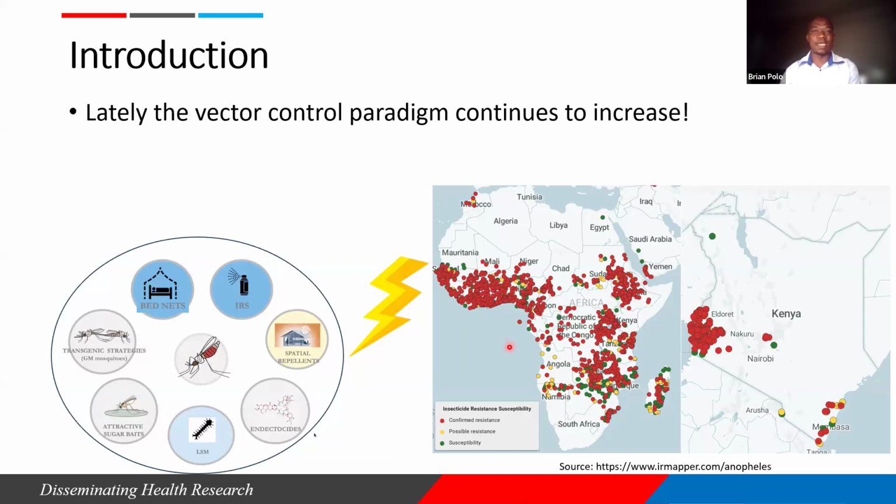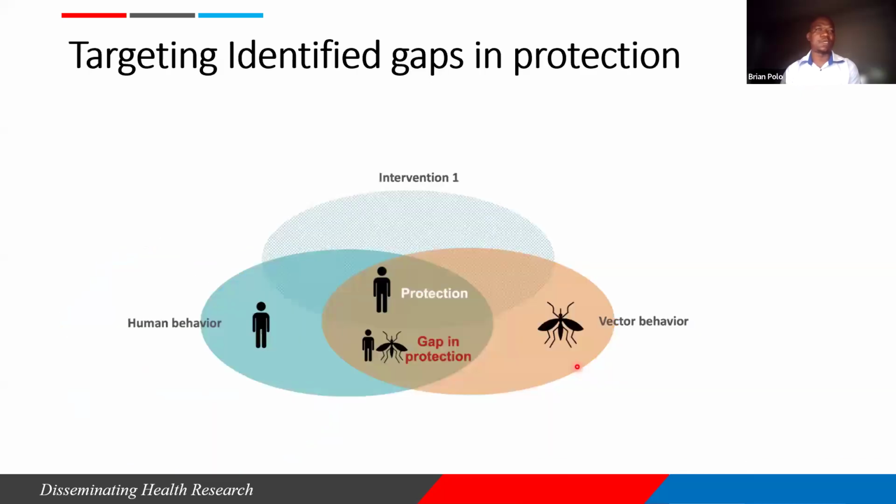As we can see in the IR Mapper of Africa and Kenya, the red dots indicate confirmed resistance, the yellow partial resistance, and the green susceptibility. Africa is generally marked relatively red, as we can see. And this means that we actually need to do something.